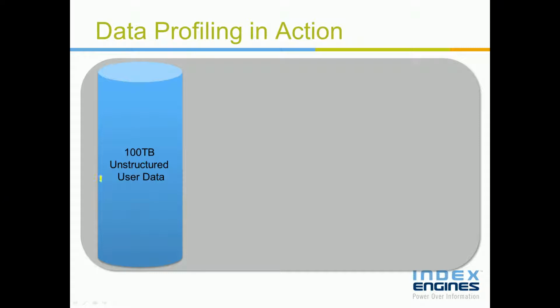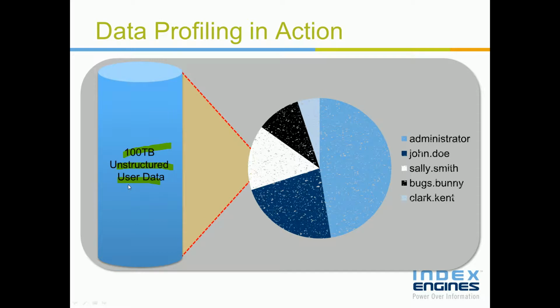Take, for example, a 100 terabyte user share. So that's a typical client environment. If you analyze this with data profiling, what you may find is that upwards of 50% of the content is owned by an administrator. Not very helpful when you're trying to determine the disposition of the content, whether you want to migrate it to a different tier, you want to migrate it to an archive, you want to put it in encrypted content, or even purge some of that content. If it's all owned by an administrator, you don't really have a good profile of the content.